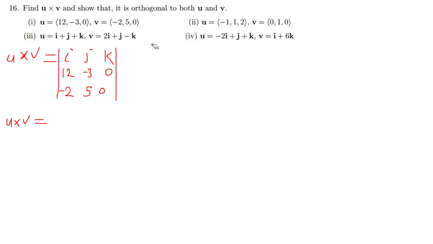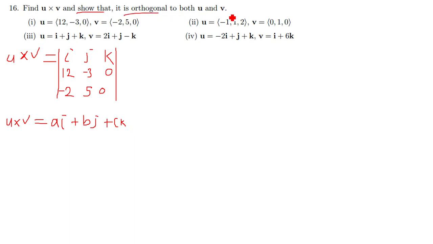Then this one is the cross product. So this one will give you a vector. When you find the determinant of this, you get a vector in the form ai plus bj plus ck. So now they are saying show that it is orthogonal to both u and v.